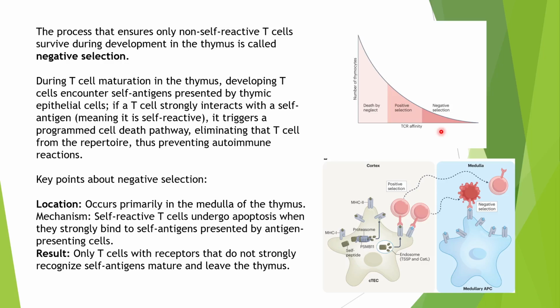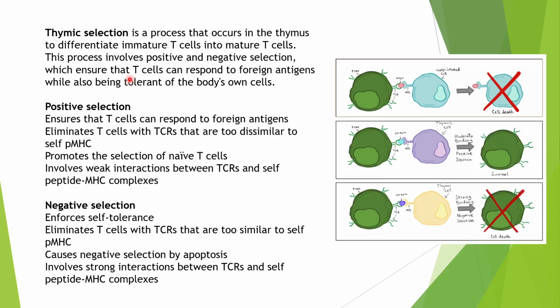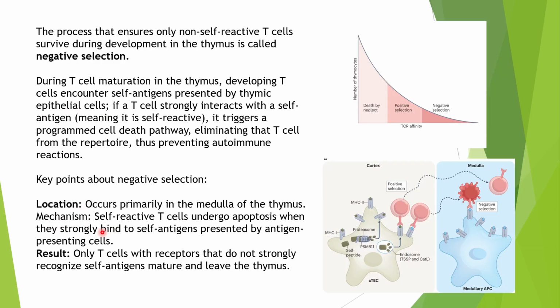The process that ensures only non-self-reactive T cells survive during development in the thymus is called negative selection. So as we said here, it enforces self-tolerance. That means it ensures that only non-self-reactive T cells survive during development in the thymus. Okay, so that is your negative selection.